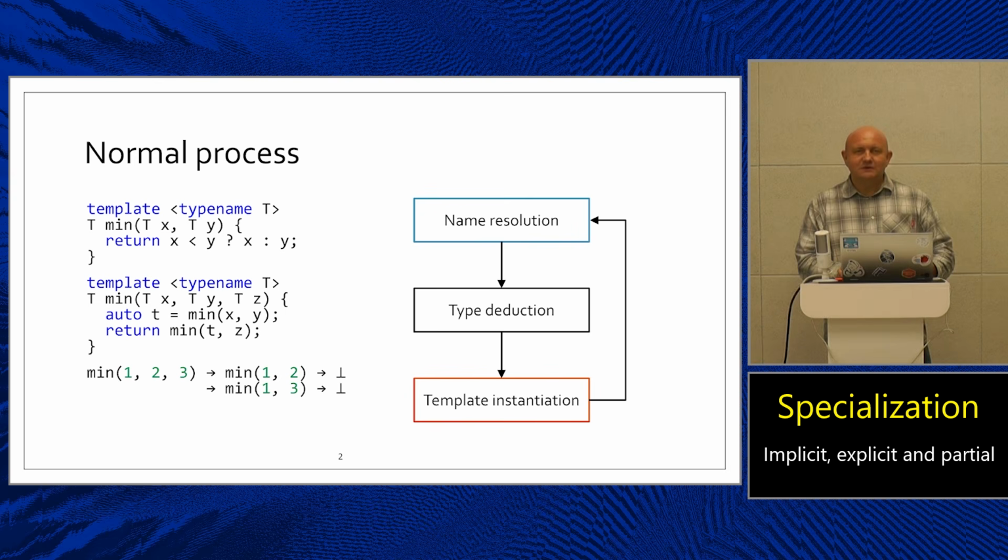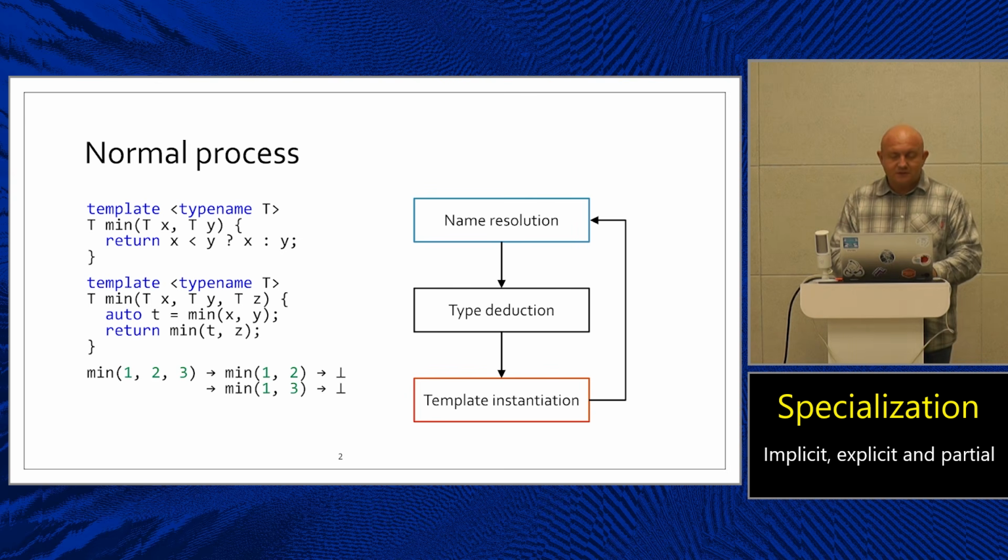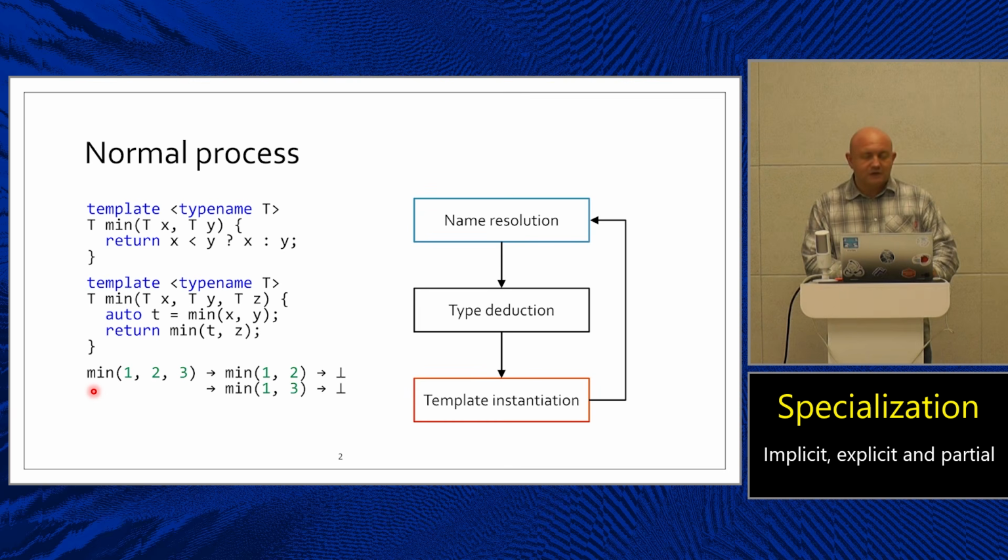Two lectures ago, we introduced this notion, and let's walk through the normal process again. This process consists of several key stages. Consider this overload set, and say you are just calling min of 1, 2, 3. What happens? First, name lookup jumps in and looks up what min can be, and when name lookup is finished, overload resolution chooses the best of the viable candidates using implicit conversion sequences, of course.